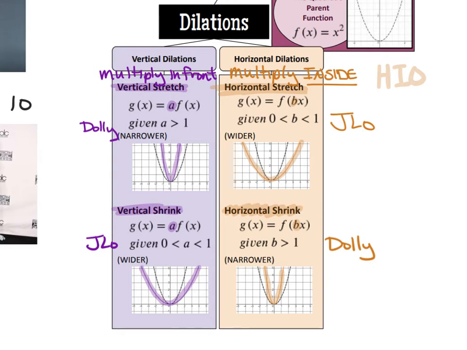Now, I fully understand that we are learning two concepts that seem like they're the opposite, so to keep them straight is a little bit difficult. I fully agree with you. Here's some things to remember. Multiplying in front is vertical. Multiplying inside is horizontal. Horizontal is inside and the opposite. Dolly Parton numbers always make the graph narrower. And JLO numbers always make the graph wider.